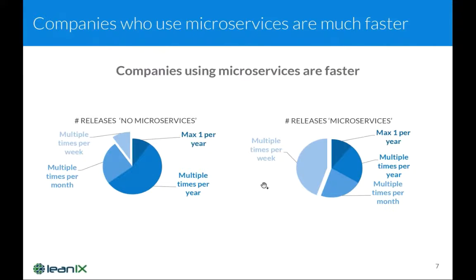If we now look into that deeper, what's really interesting is that the number of releases of the companies that don't use microservices is much lower than that of the ones that do. So the companies that have already adopted microservices, at least in part, are much faster to market. They have much shorter times to market. I think that's really one of the key benefits of moving to a microservice architecture. It allows you to really increase the speed at which your IT is delivering.